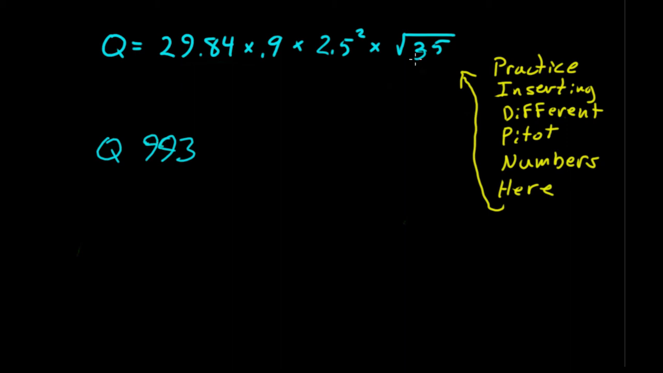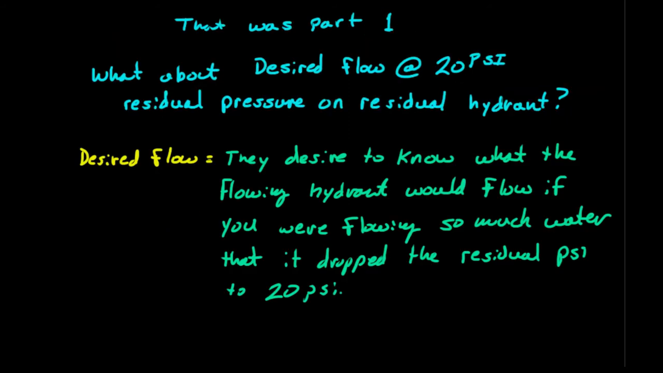But if we put 45 in there instead of 35, what would it be? I'll give you the answer here in 3, 2, 1. And that Q is going to equal 1126. Hopefully you're getting the right answers at this point. Now, that was part one.